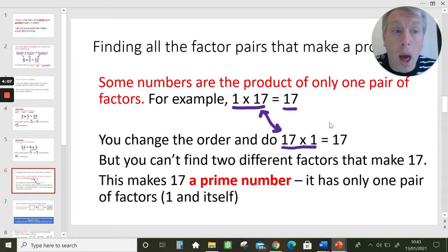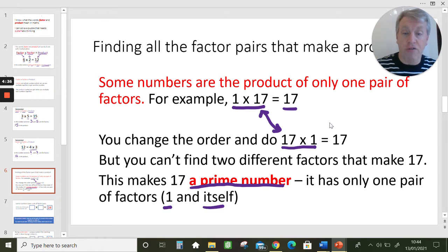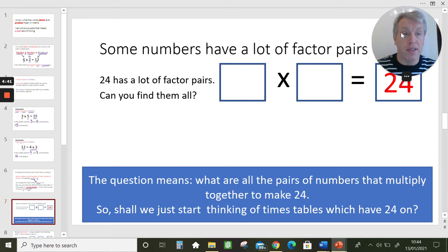17 is what we call a prime number. You learn much more about that in year 5 and year 6. And prime numbers are actually very important. They get used in a lot of internet security and code cracking online, and in computer games as well. Computer games use prime numbers a lot. So a prime number only has one pair of factors, 1 and itself.